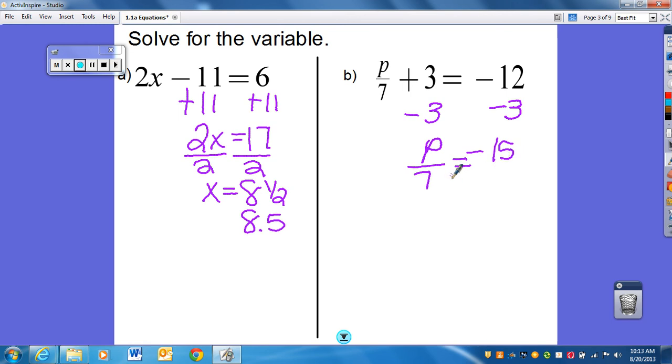Now again, we're going to do the opposite operation to get the variable by itself. So the opposite of dividing by 7 is going to be, we're going to multiply both sides of the equation by 7. When we have multiplication and division, those are opposite operations, and that's going to leave us with 1p is equal to negative 105. And again, it would be a great idea if you would take the quick moment to just check your answer and to show that negative 105 divided by 7 would be negative 15. And when we add negative 15 plus 3, that's going to equal negative 12.